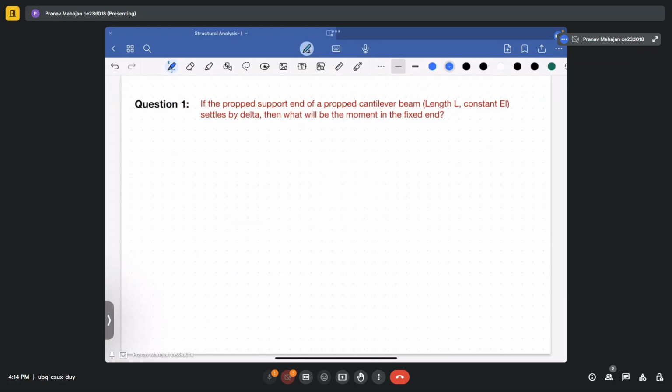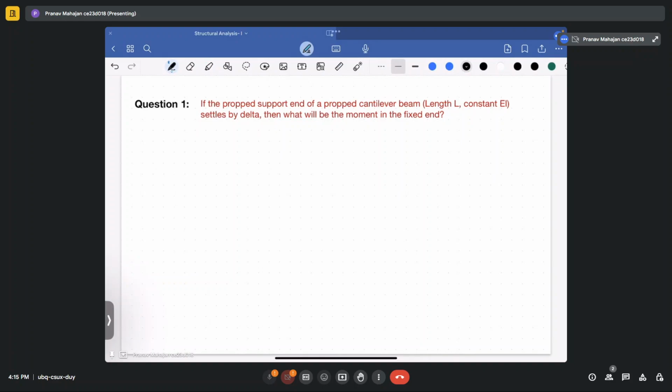So first question is, if you have a propped support end. So let me read the question first. If the propped support end of a propped cantilever beam of length L and constant EI settles by delta, then what will be the moment in the fixed end?